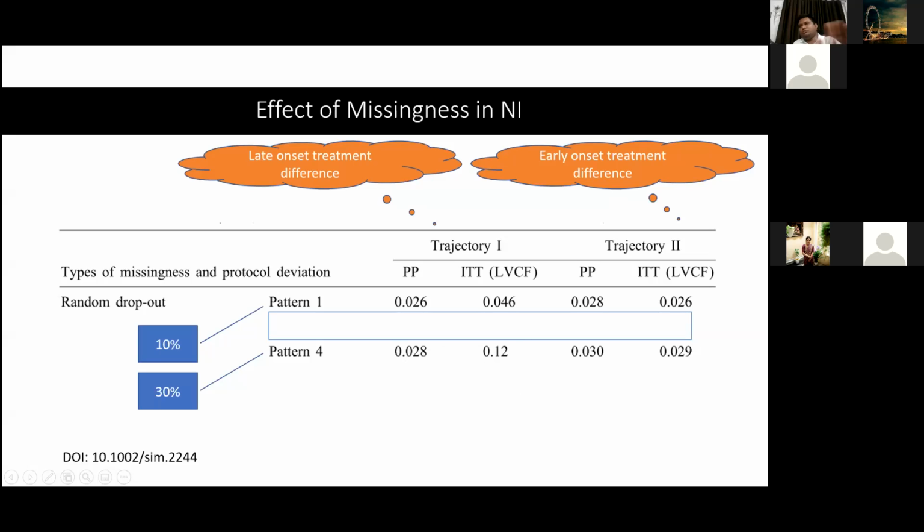So I have given the DOI. You can go and explore these things when you have time. The conclusion of this slide is, whenever we do a non-inferiority study or even a superiority study, if we are planning for intention to treat analysis, it's always better to do the per protocol analysis also, and show that both analyses do not differ from each other, which will prove the robustness of our study.